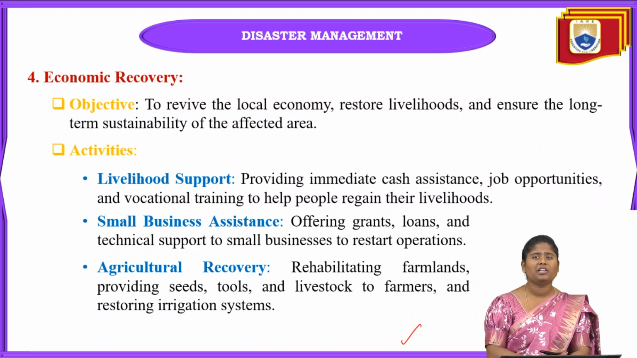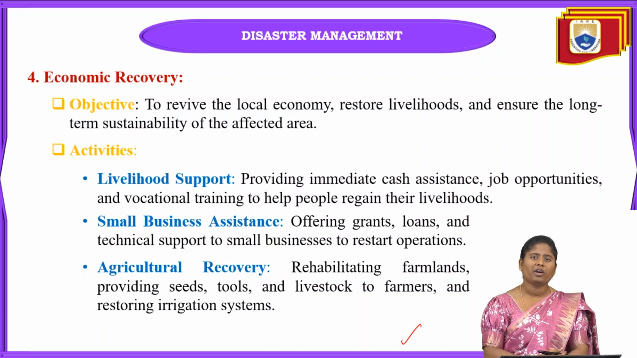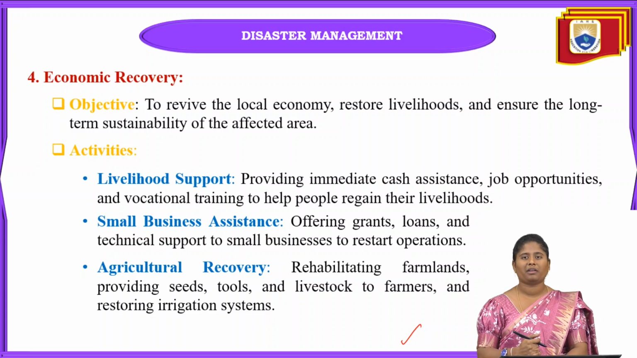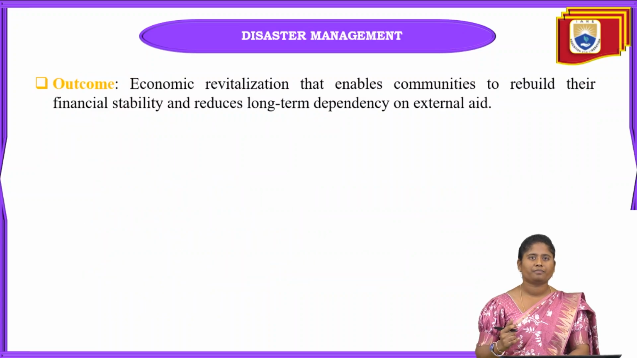And next one is agricultural recovery. After the disaster happens, so many agricultural fields can also be damaged. At that time, we can rehabilitate these farmlands and also provide seeds, tools, and livestock to the farmers, which is also very supportive towards the disaster affected people. The main outcome of this is that it enables the communities to rebuild their financial support, and it will reduce the long-term dependency on external aid also.